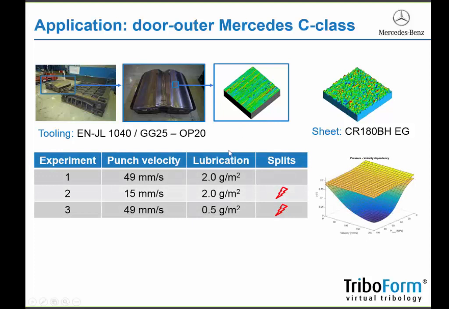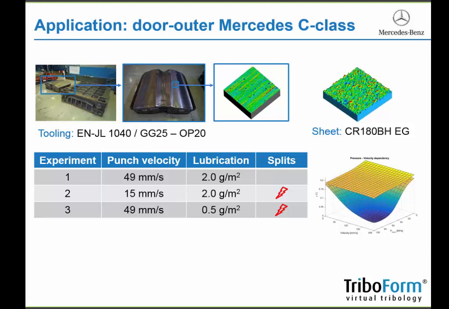So at Daimler, they did different tests at different velocities and different lubrication amounts. So this is in tryout production. I have selected here the 3 most interesting ones. First of all, if they use a punch velocity of 49 millimeter per second with a lubrication amount of 2.0, then they didn't find any cracks in the product. So the product was okay.